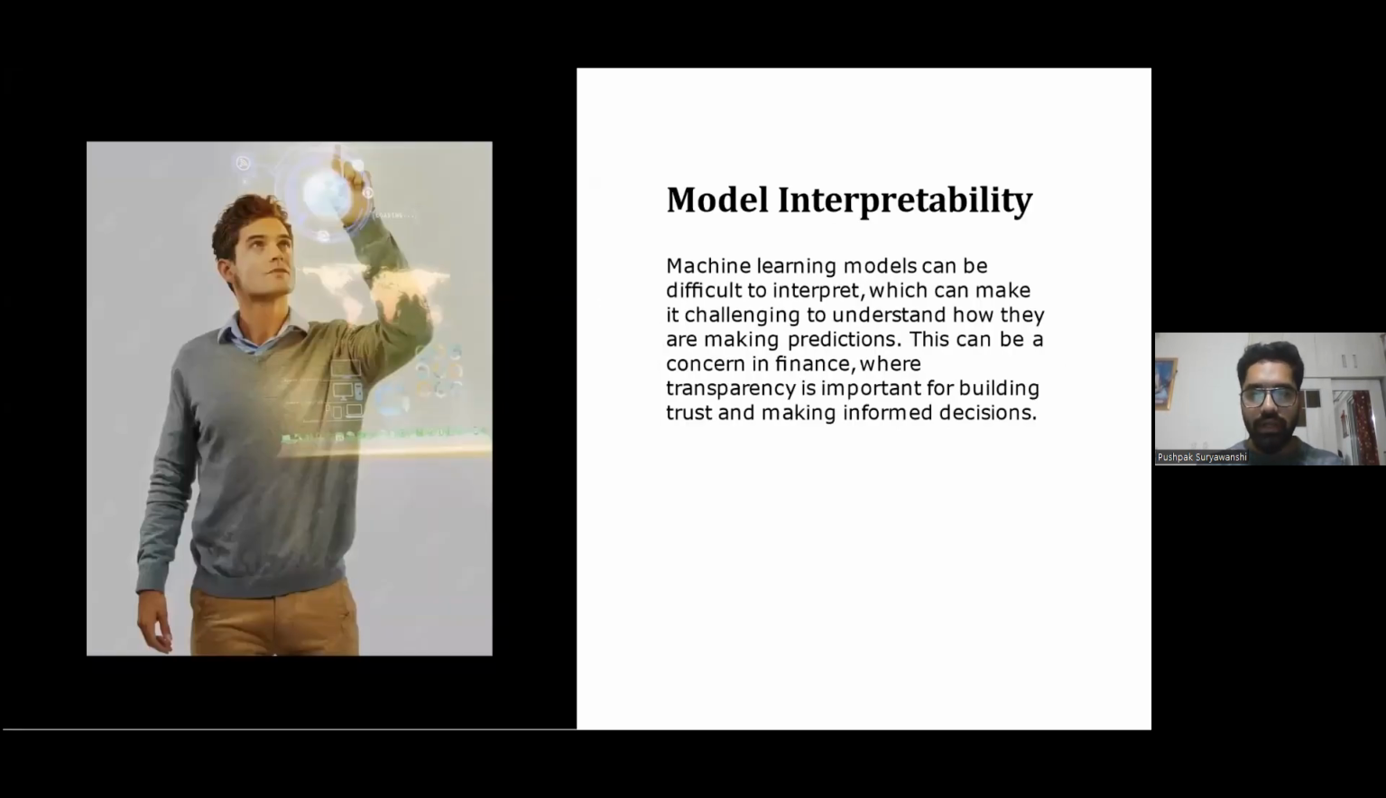The second is model interpretability. Machine learning models can be difficult to interpret, which can make it challenging to understand how they are making predictions. This can be a concern in finance, where transparency is important for building trust and making informed decisions. For example, the task given to a machine learning model is to predict whether a particular person must be approved for a loan or not.